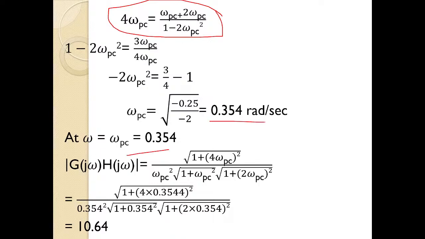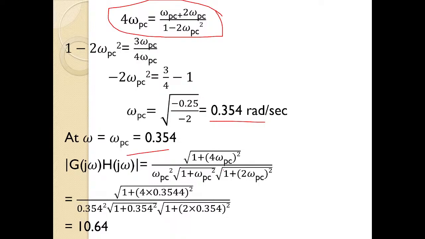You will get some value for omega pc, that is omega pc equal to 0.354 radians per second. You just check the answer. If the answer is not tallying, you just mention it in the chat box. If the answer is correct, then just type the answer in the chat box. Okay, so omega pc we have got 0.354.